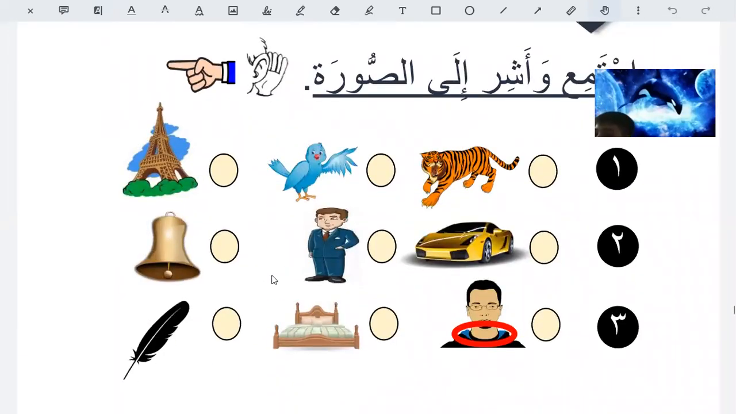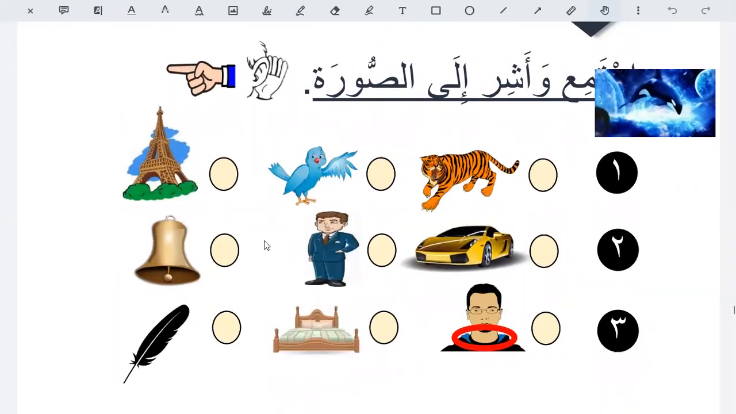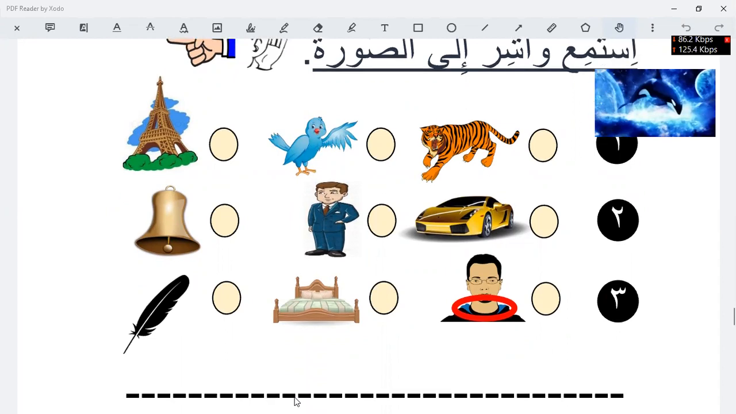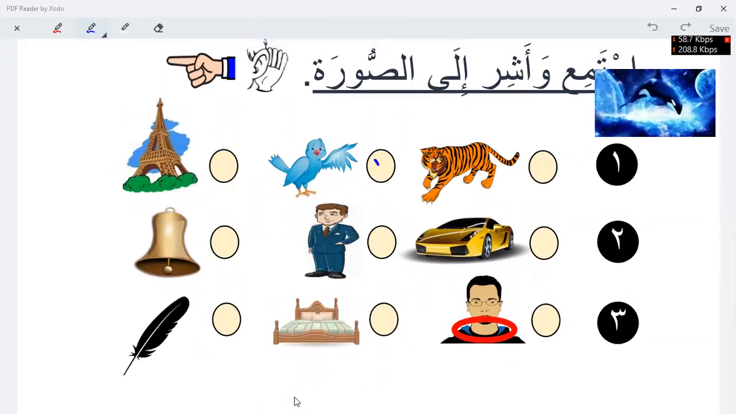Istami wa ushir ila as-sura, listen and point to the word. Okay. Usfur. The second one, the sparrow. Good. Rajul. Rajul, the second one, the man. Rakabah. Rakabah is probably a neck. Neck.